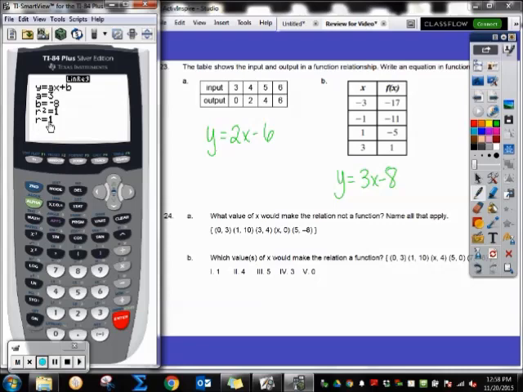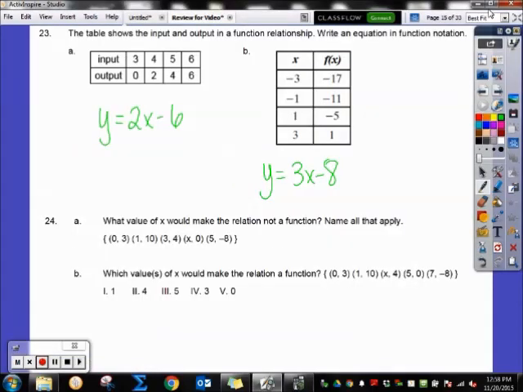24, what value of x would make the relation not a function? Remember, if it's not a function, that means it has a repeating x value. So any one of these x's that are already here, if you had a 1, a 3, or a 5 here for this x, it would not be a function. So any one of these values, if it were here for x, would make it not a function. So you would say 0, 1, 3, 4, 5.